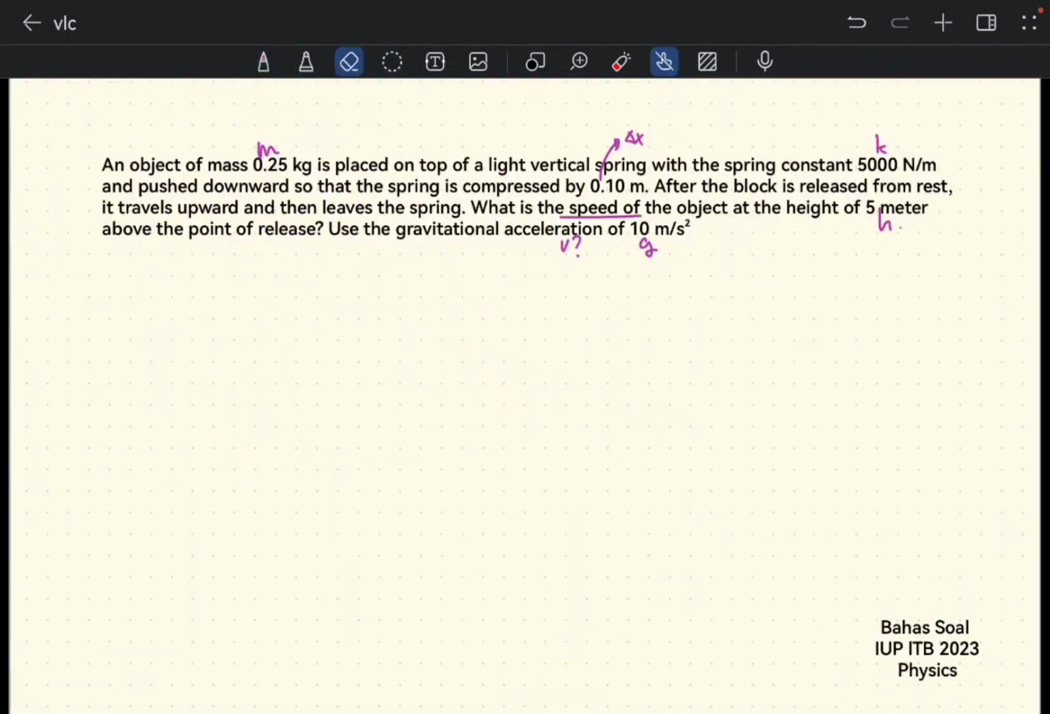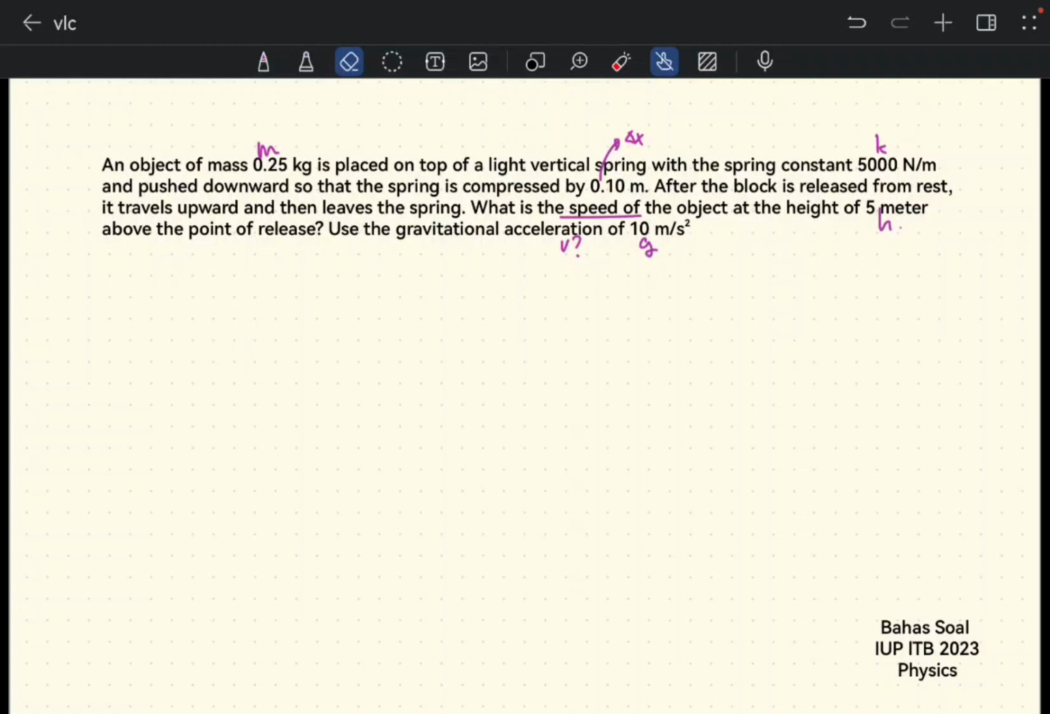An object of mass 0.25 kg is placed on top of a light vertical spring with a spring constant of 5,000 newtons per meter and pushed downward so that the spring is compressed by 0.10 meter. After the block is released from rest, it travels upward and then leaves the spring. What is the speed of the object at the height of 5 meters above the point of release? Use the gravitational acceleration of 10 meters per second squared.